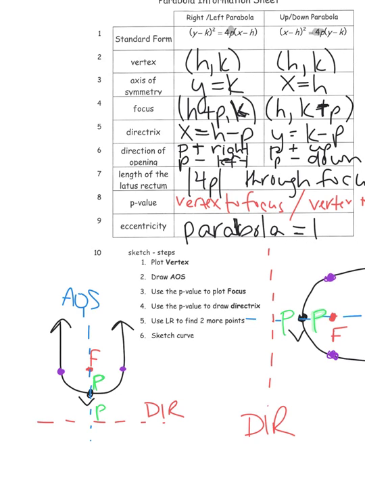So it might be 2 units away or 3 units away, but it's going to be the same p going up and going down. And then the purple points, between those purple points is still the length of the latus rectum. And once again, it's split half and half on each side. So if that whole length is 10, there's 5 on this side and 5 on this side. Okay? And that's it.